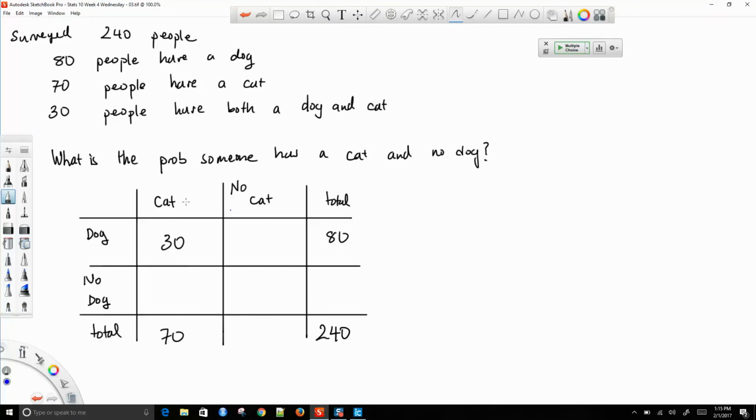So these are the numbers that are given in the table. Because we have these numbers, we can figure everything else out. Okay, so 80 people have a dog, then that means 160 people do not. And if 70 people have cats, then that means 170 do not.